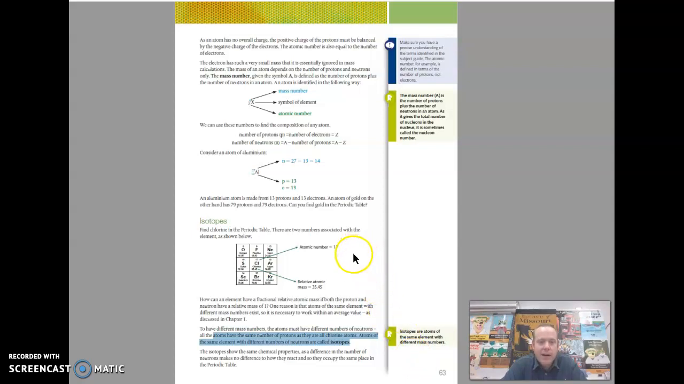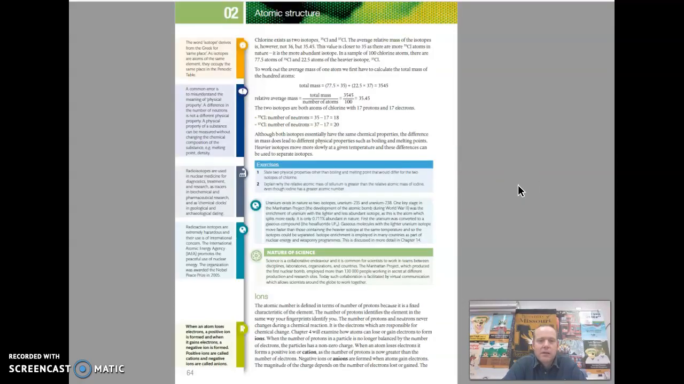And if we have an ion, that's bottom of page 64, an ion has gained or lost electrons, and so a cation would be a positive ion, an anion would be a negative ion. So to get a positive ion, you have to lose electrons. To get a negative ion, you have to gain electrons.